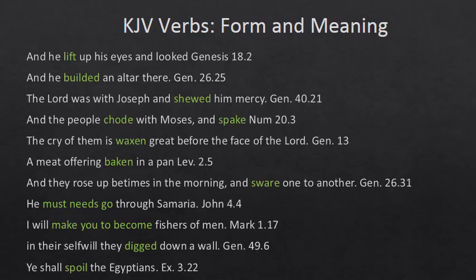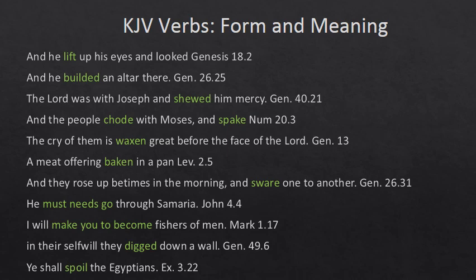So verbs. I might be pointing these out because the meaning is changed. That's not how we use that word, as the OED would point out. Or maybe the past form of the verb is not the same as it would be today. The first is a past. Genesis 18, "and he lift up his eyes and looked." Looked tells us that's past tense. Also a different past tense, "and he builded an altar there."